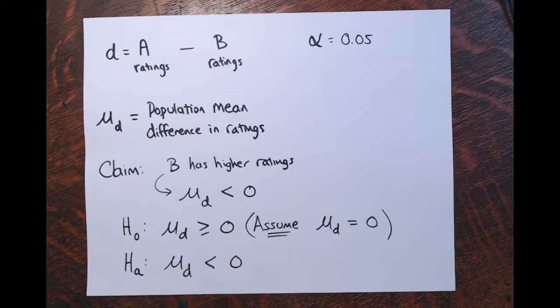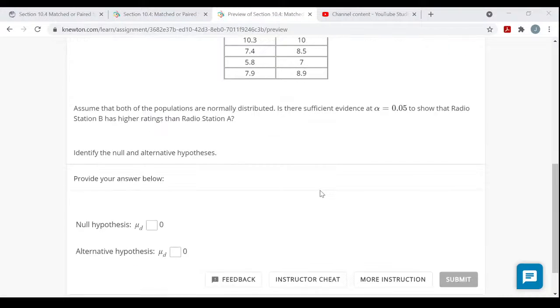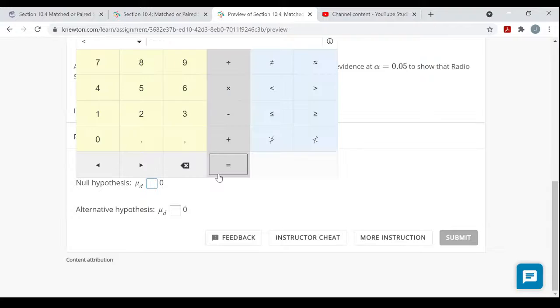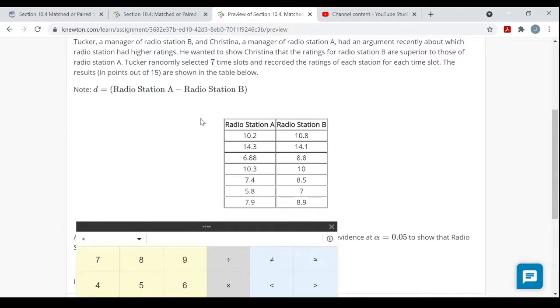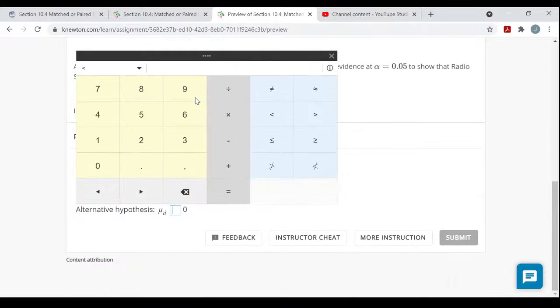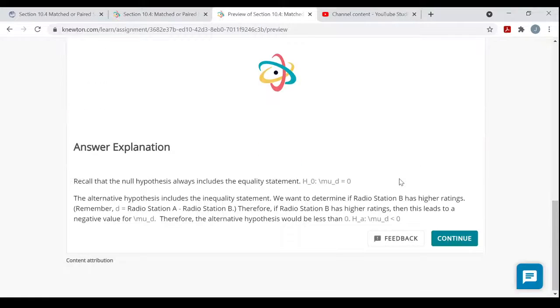Okay. All right, so that's what we're starting with, setting up these hypotheses. So the null hypothesis is that mu d, the mean difference, is equal to 0. And again, if you're doing A ratings minus B ratings and saying that the B ratings are better, you'd then be saying on average the differences are less than 0. So mu d is less than 0 would be that claim. Okay, great. Hopefully that made sense.